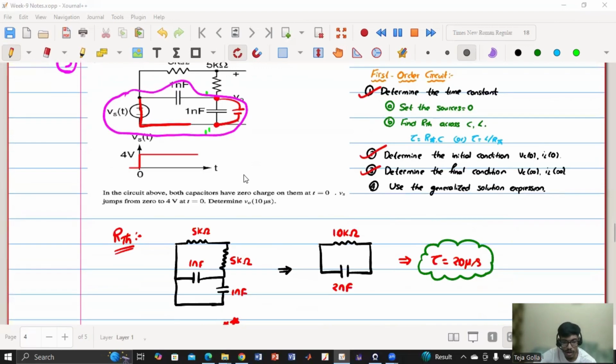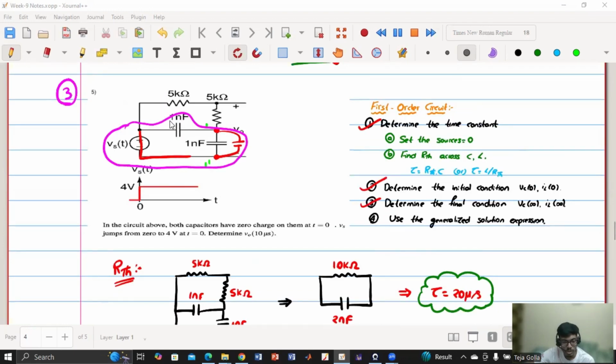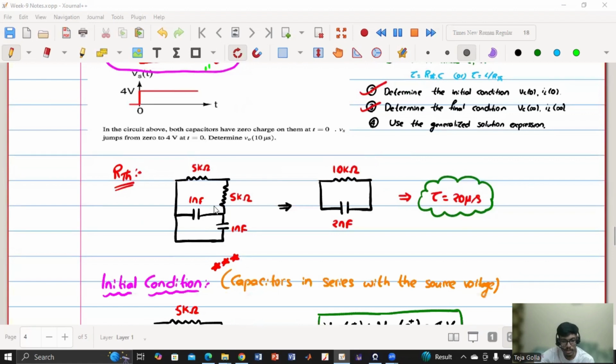But before that, we want to find the time constant. For the time constant, you have to find R Thevenin across the capacitor. You can consider any terminals of the capacitor. I have considered these two terminals across this capacitor, and these two capacitors can be combined into a single capacitor. Finding R Thevenin across this single capacitor gives 10 kilo ohm. So tau is 10 kilo ohm times 2 nanofarad, 20 microseconds.